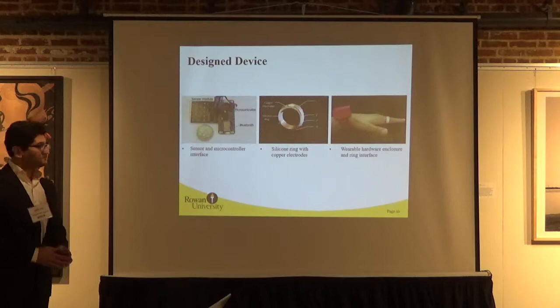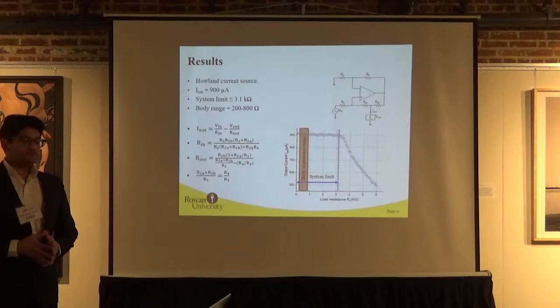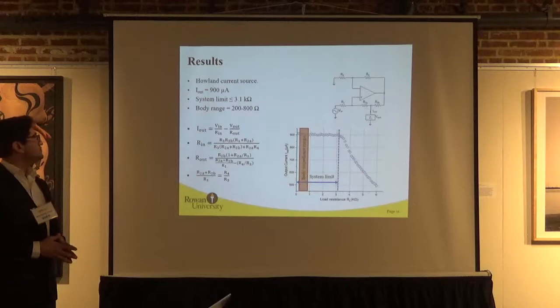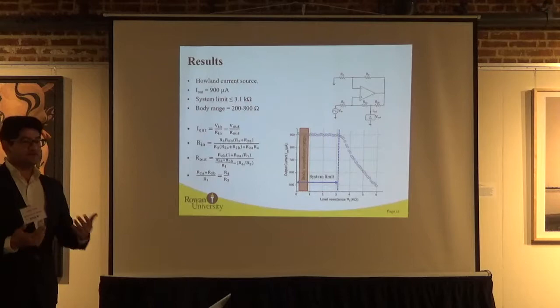So the most important part of our circuit is the current source, since it's responsible for providing a safe amount of current to the human body. Since the current that you're applying to the human body has to be less than 1 milliamp, it's a safety issue. So we have chosen 900 microamps.